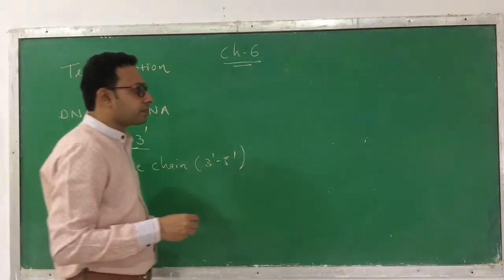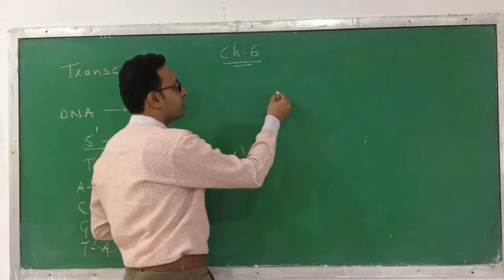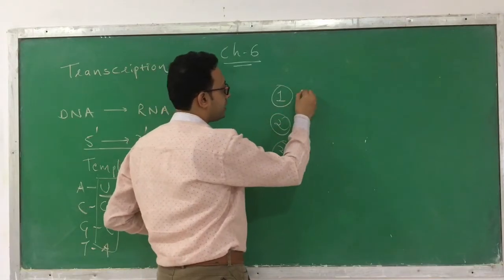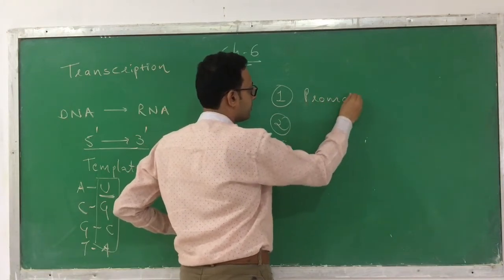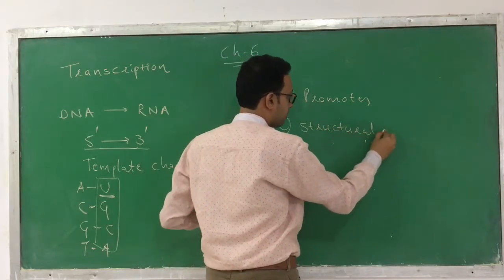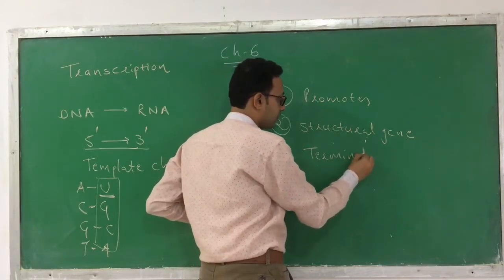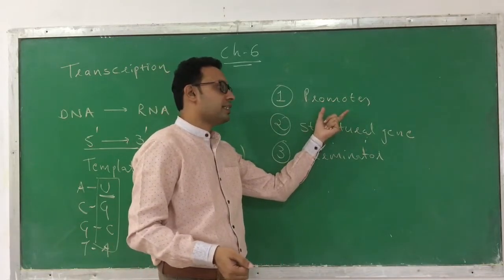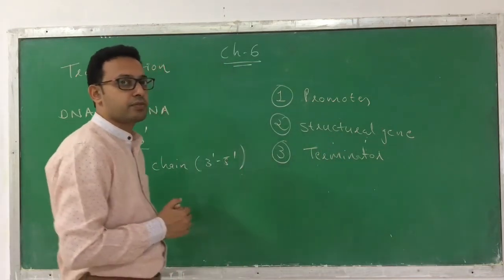In transcription, the whole chain doesn't get copied, only a small part gets copied. So there is a transcription unit, and it consists of three components. The first is the promoter, the second is the structural gene, and the third is the terminator. These are the three components of a transcription unit.